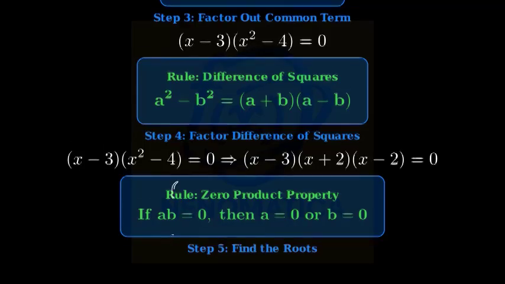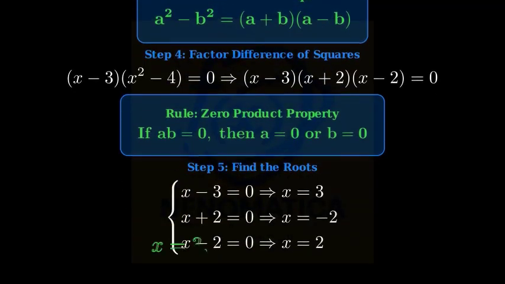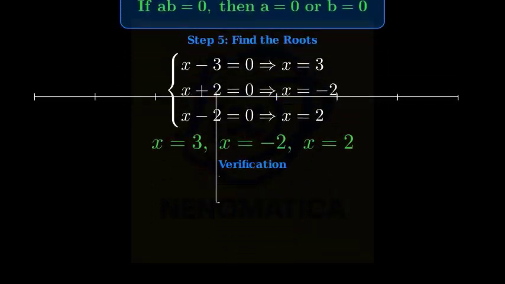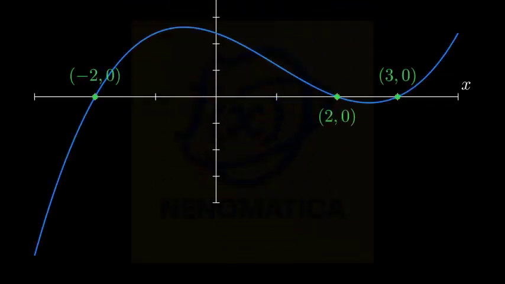Let's quickly verify that these values are indeed the roots of our original equation. If we substitute these values back into the original equation, x cubed minus 3x squared minus 4x plus 12 equals 0, we should get 0 for each value.